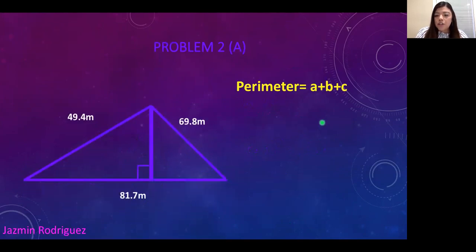And then for the second part, we'll find the perimeter. And for perimeter, we have that our formula is a plus b plus c, which simply represents the sides of our triangle. And we'll put those in and add them together, all three sides, and we get that our perimeter is 200.9 meters.